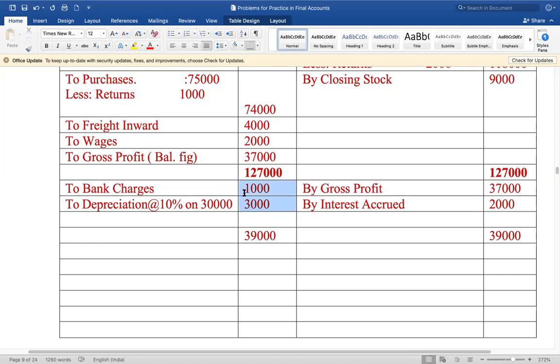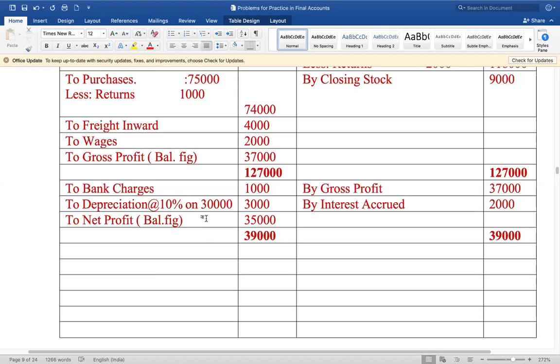Now look at this. The total on the debit is 4,000. Total on the credit is 39,000. The difference is 35,000. What is this 35,000? It is the balancing figure. What do you call that balancing figure? Net profit.